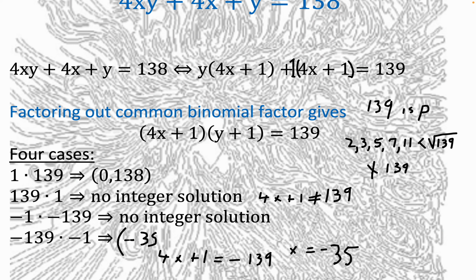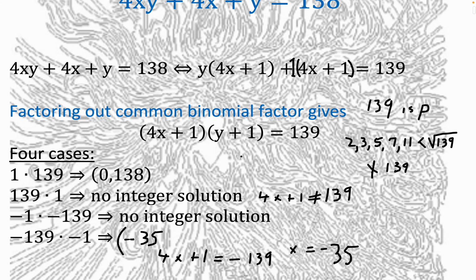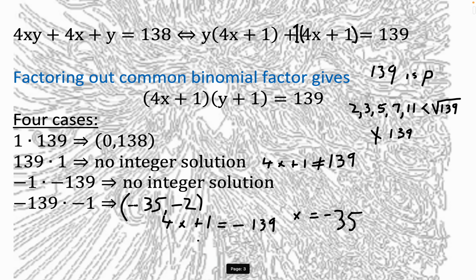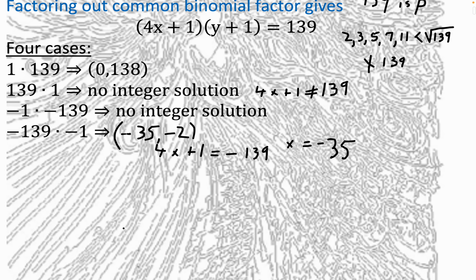Now it's easier to see that we need a minus 1 right here. So in order for this to be minus 1, y would have to be negative 2. So you get minus 35 and minus 2 as the other solution. That's a little messy. We already wrote down one of the solutions, but let's write them both down. What do we get? 0, 138 by inspection and by just going through the process.